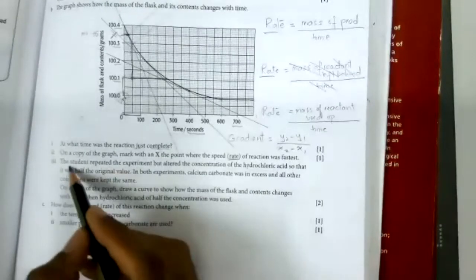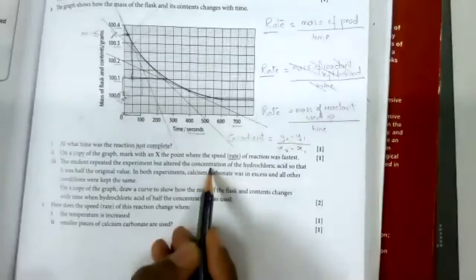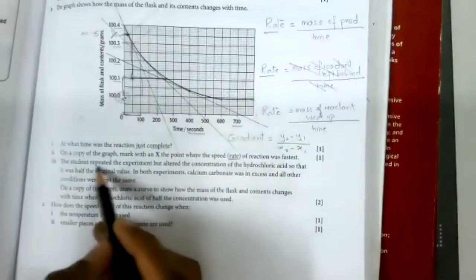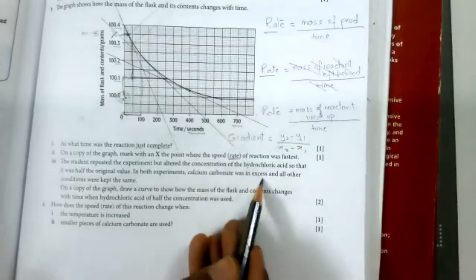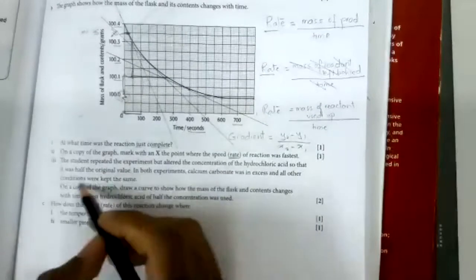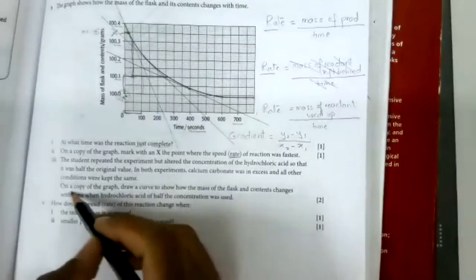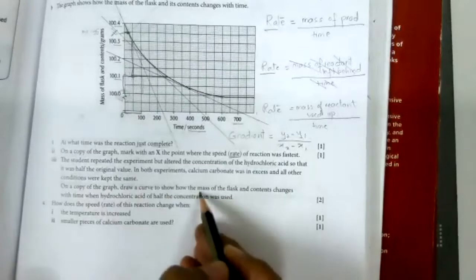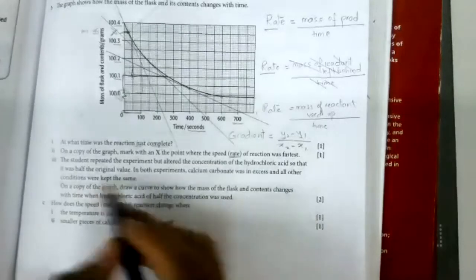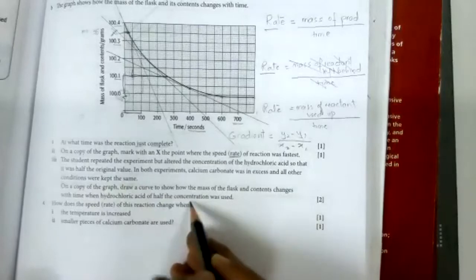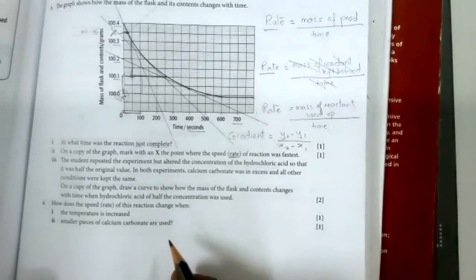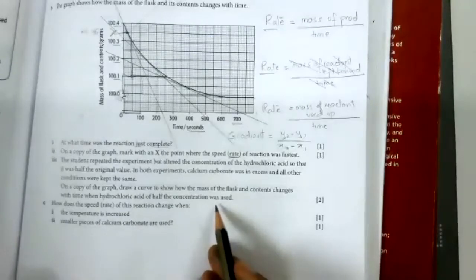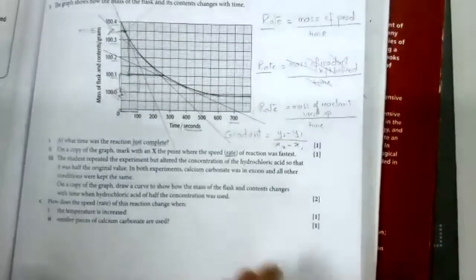The student repeated the experiment but altered the concentration of the hydrochloric acid so that it was half the original value. In both experiments, calcium carbonate was in excess and all other conditions were kept the same. On a copy of the graph, draw a curve to show how the mass of the flask and contents changes with time when hydrochloric acid of half the concentration was used. Yes? Anybody wants to attempt answering this question?